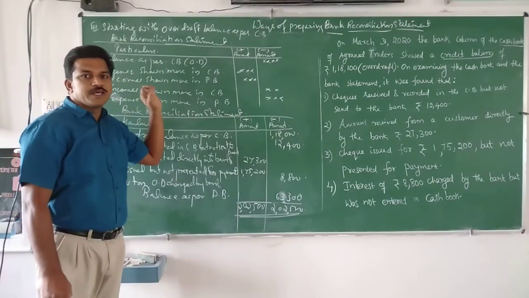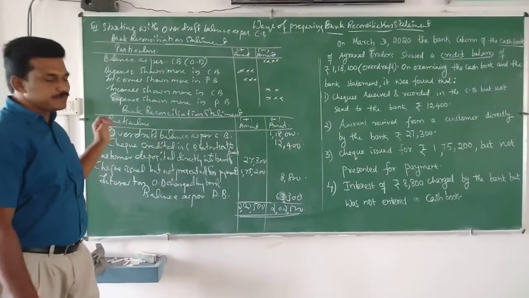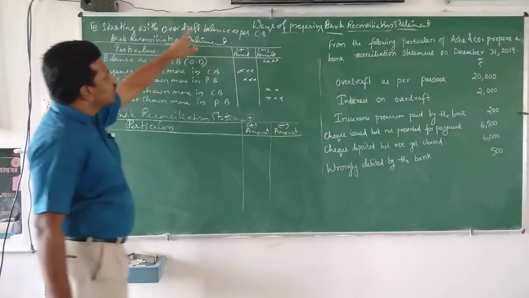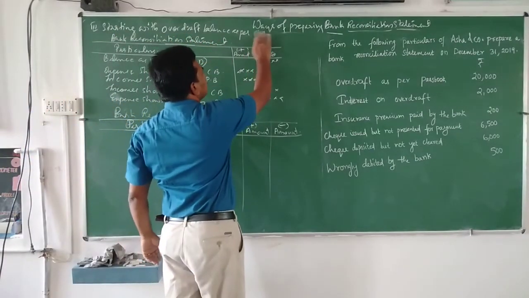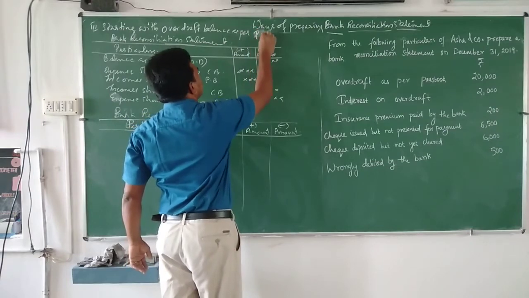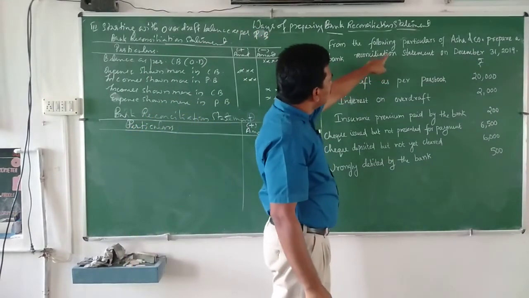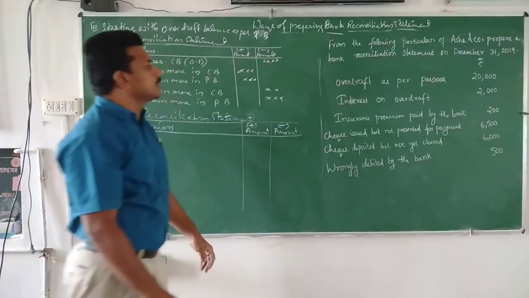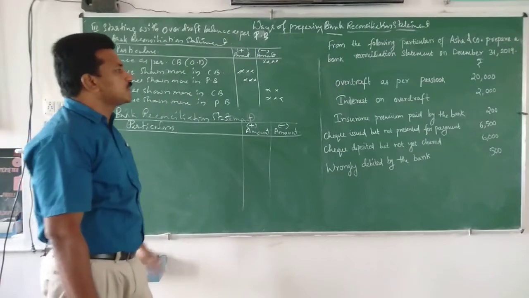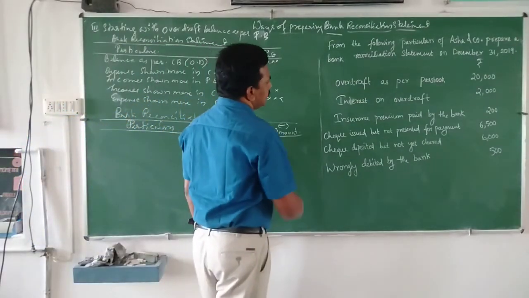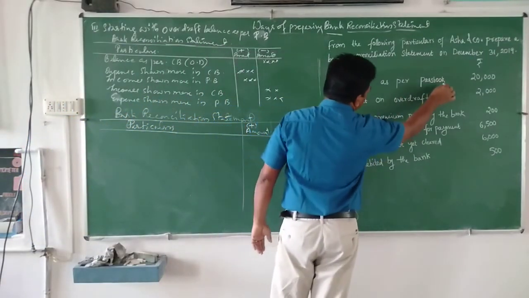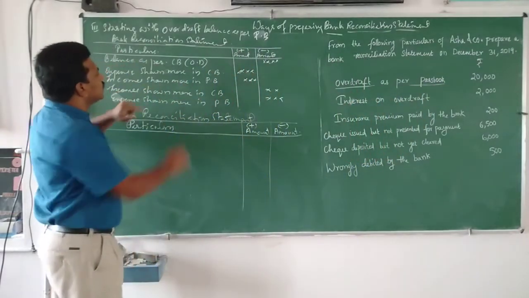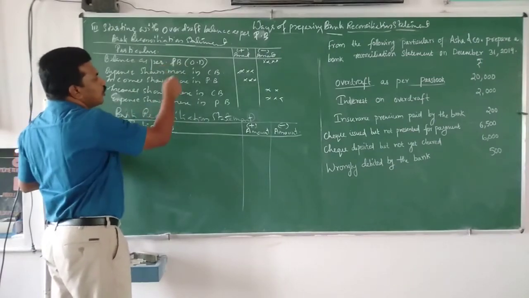Now let us see the next problem. Here is our next question, starting with the overdraft balance as per passbook. Following particulars of Ashan Company, prepare bank reconciliation statement on 31st December 2019. Overdraft as per passbook is given. So we can make balance as per passbook, which is overdraft.